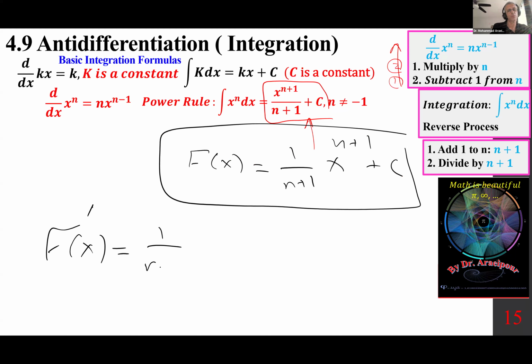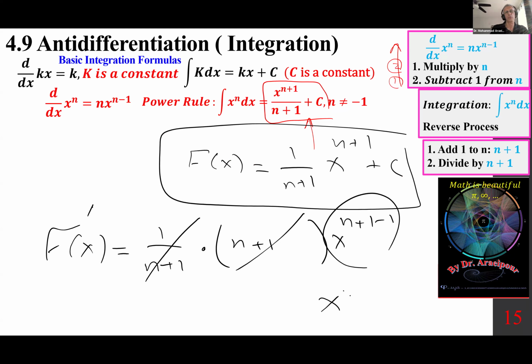We get 1 over n plus 1 times n plus 1, x to the power of n plus 1 minus 1, and a constant gives you 0. These two cancel each other, and this is x to the power n. In other words, that's a proof that the integral of x to the power of n is 1 over n plus 1, x to the power of n plus 1, and a constant.